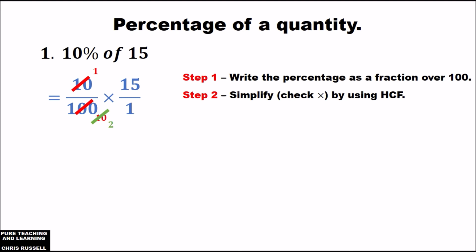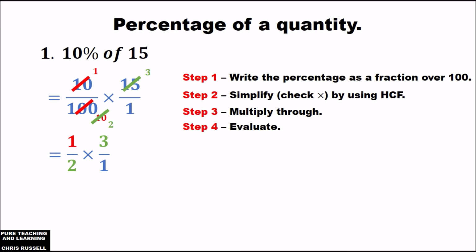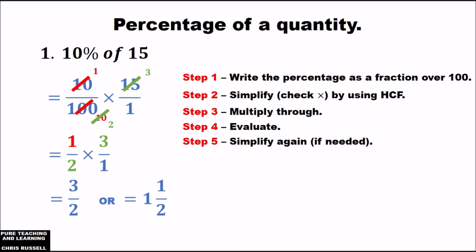How many 5's go into 10? 2. How many 5's go into 15? 3. Now we can multiply through. Here we've got 1/2 multiplied by 3 over 1. We multiply through. We evaluate if we need to. So we get 3/2. And we can simplify again if needed. So we can convert that to 1 1/2.